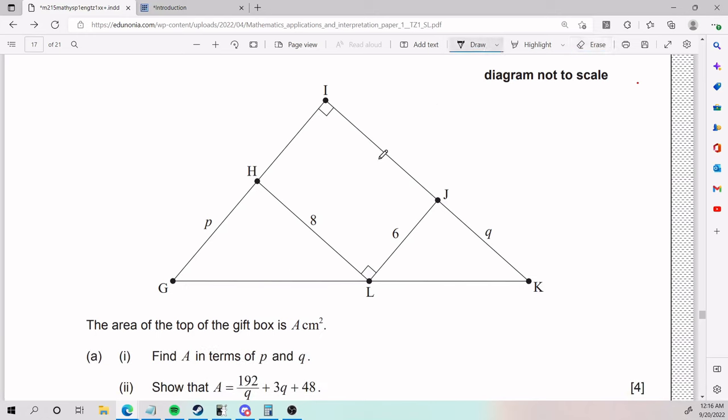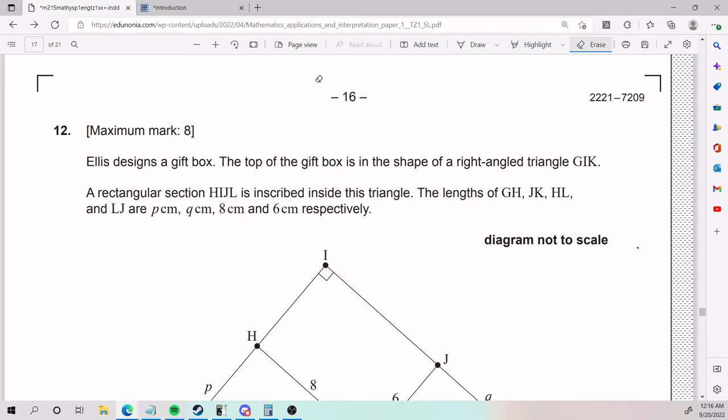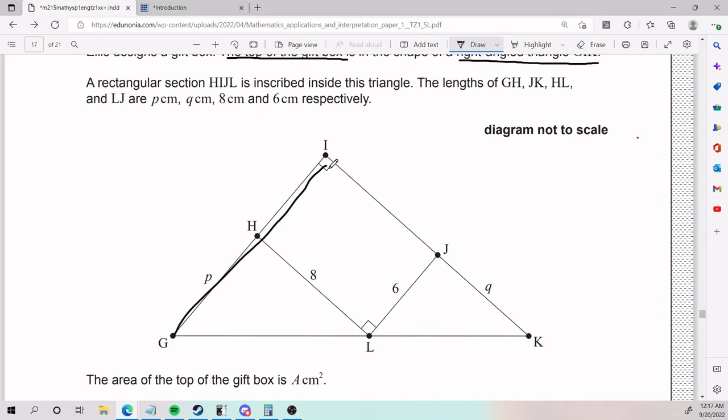So careful. For a lot of people, top of the gift box, they're going to look at the diagram and be like, so it's this guy here. So it's top of the gift box. Read carefully, bro. They tell us that the top of the gift box is in the shape of the right angle triangle GIK. So this whole guy is the top of the gift box. See? Read carefully. You never know.